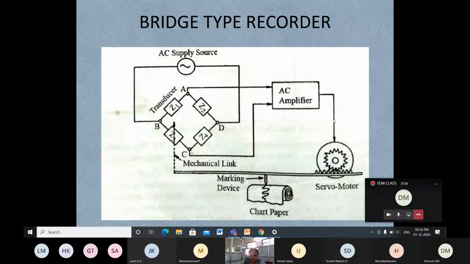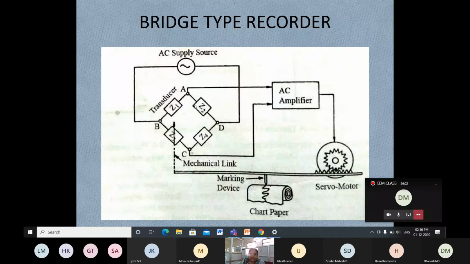Then a marking device and a chart paper are connected, and a servo motor is connected from the output of the AC amplifier. Then a mechanical link is connected across the variable element, which is Z3. It is connected by the mechanical link, and that is for the chart paper.